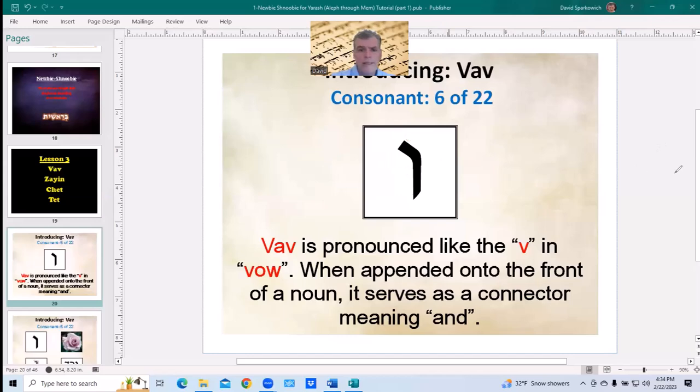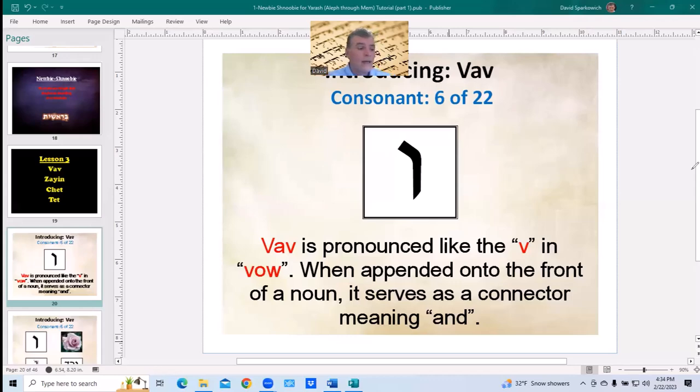As the placard reads, Vav is pronounced like the V as in vow, or the word van in English. When appended onto the front of a noun, it serves as a connector. It's called the conjunction, and it means and. Looking at the Hebrew Bible, the word and is all over the place, and so many of the sentences are run-on sentences in that they are connected by the word and.